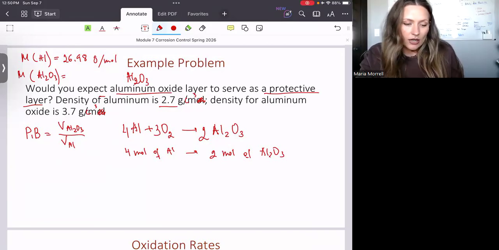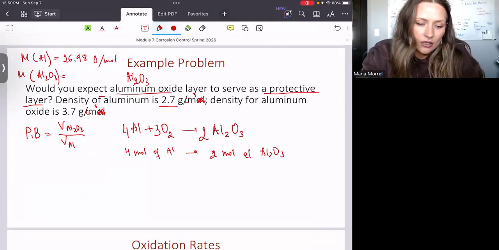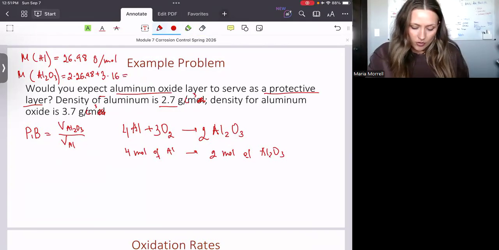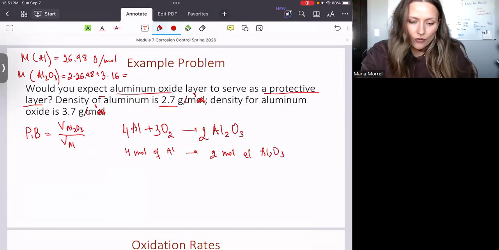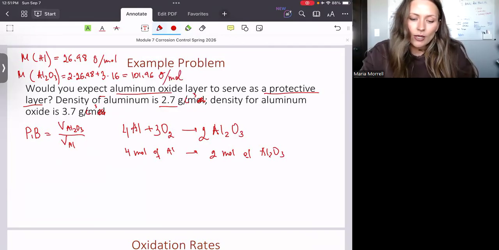So once again, I'm gonna have 2 aluminum, 26.98. Well, might as well write it down, right? So 2 times 26.98 plus 3 times, running out of space, 3 times 16. Now that number is going to be 101.96 gram per mole, okay?